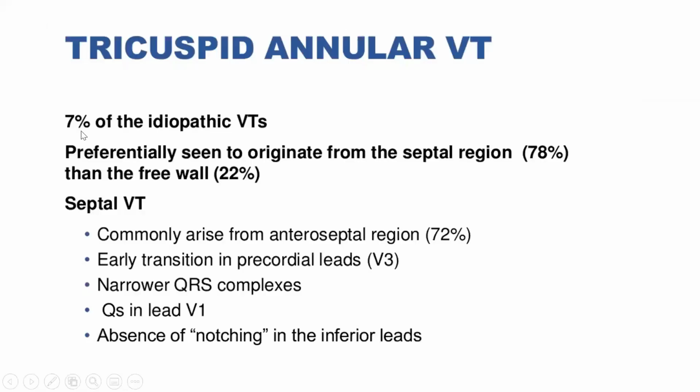Tricuspid annulus VT, 7% are idiopathic, originating from the septal region in around 80%, and the free wall is less common. It may arise from the anteroseptal region, with early transition in precordial leads. It's a PVC from the right side, so V1 and V2 are negative. Because it's septal, it will be the septal type.